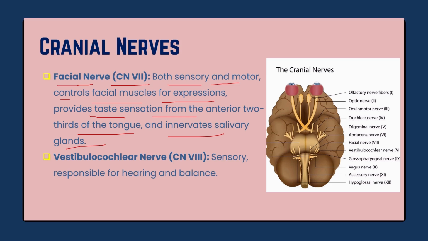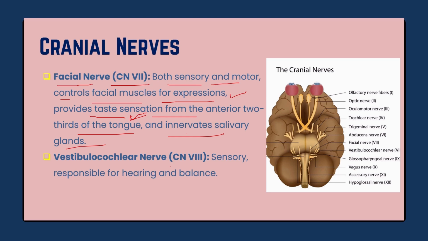So what does facial nerve do? It's motor in function and sensory in function. Which is the sensory part? Taste. It helps you taste something that you eat. And it also helps in innervating the salivary gland, which means it will help in saliva secretion in your mouth. Okay. What is the motor function? Expression. Facial expressions is the motor function of the facial nerve.